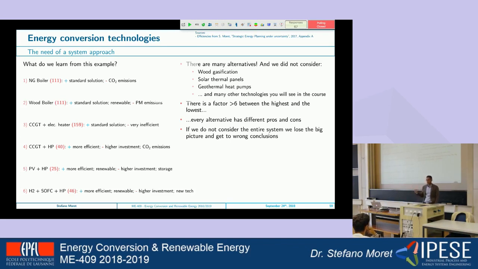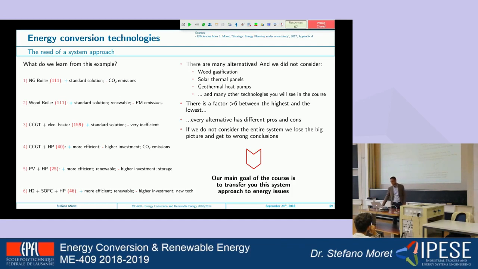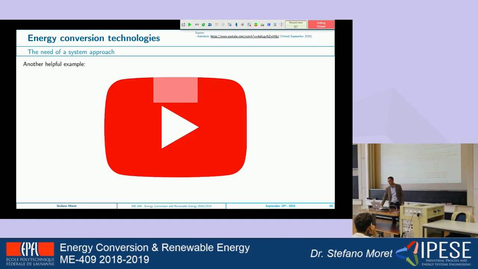Actually, we could probably list 100 different options for heating a house. And the fact is that you need to consider the entire system. You need to consider heat, electricity, and all the different interactions at the same time. That's the exercise that we will do various times during the course. So this is the main focus: getting the system view on the energy system, on the problem.